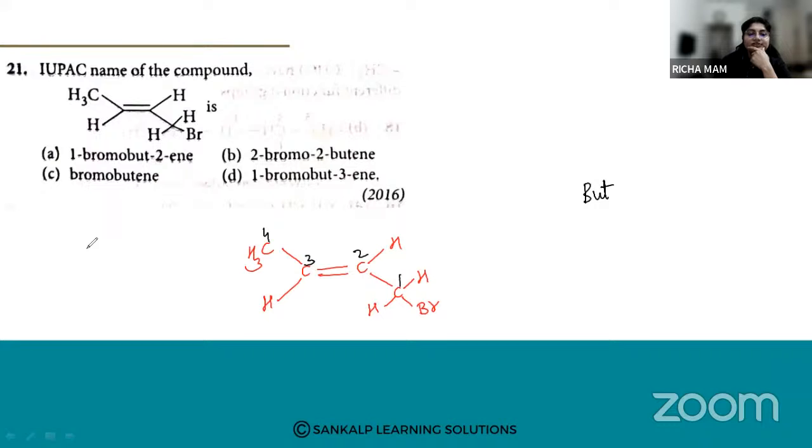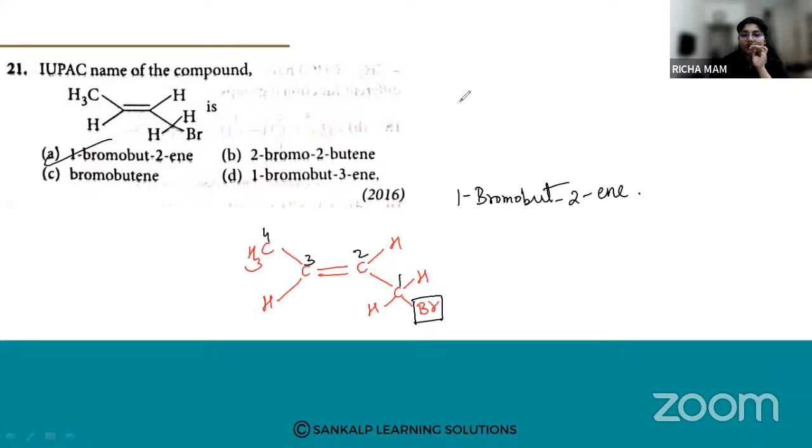Then first you have to see the substituent. Which is the substituent? Your Br. So at one position you have 1-bromo. Then at second position you have your double bond, so it is butene. So it is option number 1-bromo-2-butene. Yes, so it is option number A. Are you getting the same? So it is option number A.